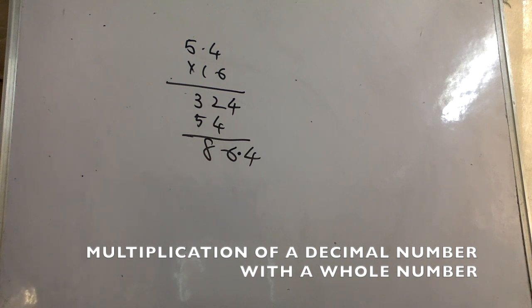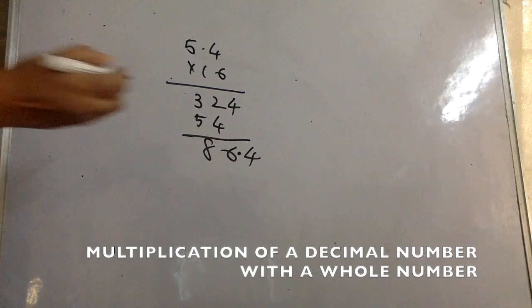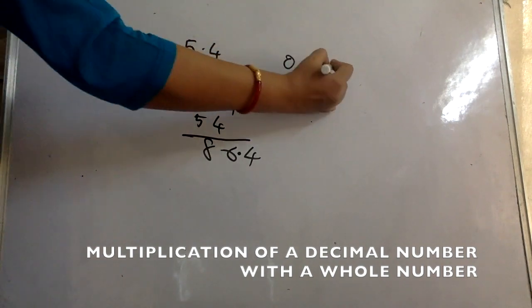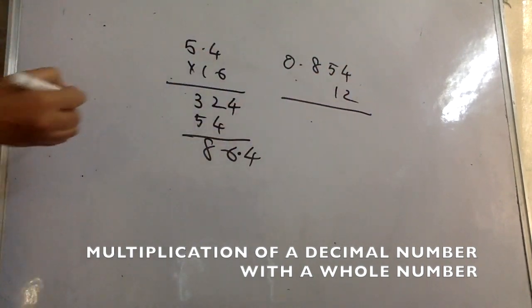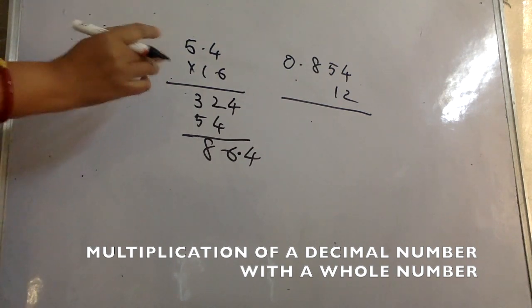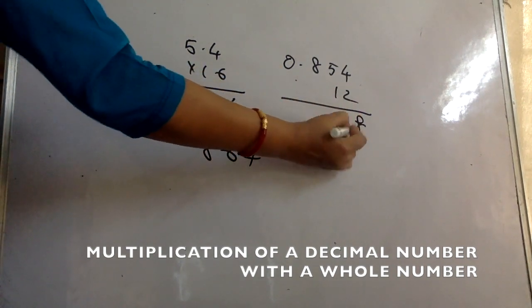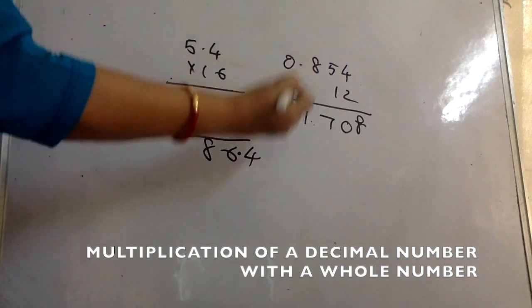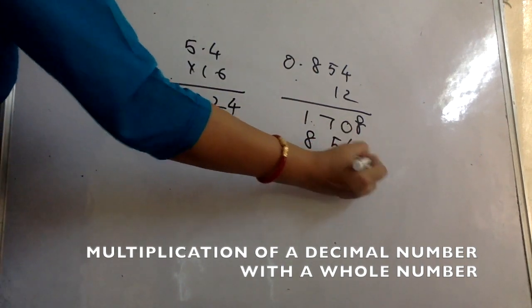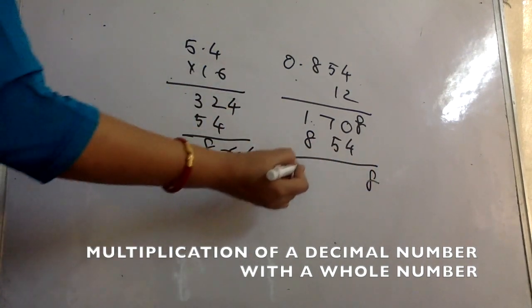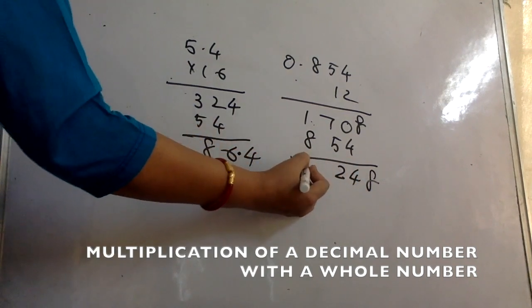Let's take another question where we have again a multiplication of a decimal number with a whole number. It is 0.854 into 12. Now let's see. Once I do this example, the concept will become very clear. So here I have an 8 and a 10 and a 1 and a 7. This is a 17. Then 1854. Once we have done it, 8, and then 4 and then 12, and then this is a 10.